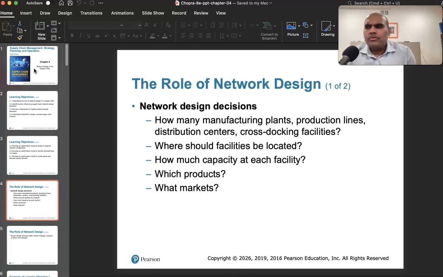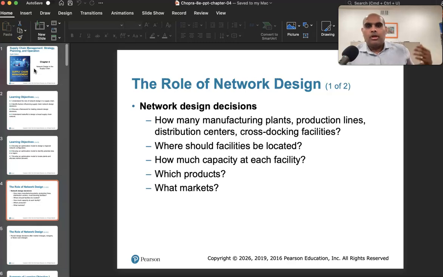A role of network design: there are two main reasons why you design supply chain networks. One is you're trying to establish a brand new market, right? You're trying to get into a new market, or you're trying to produce a new good or manufacture something brand new. Then you have to design a network for it.